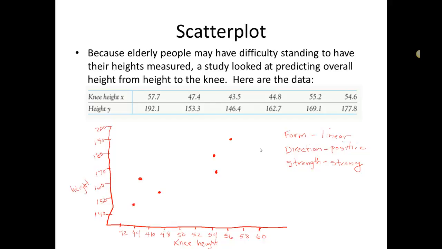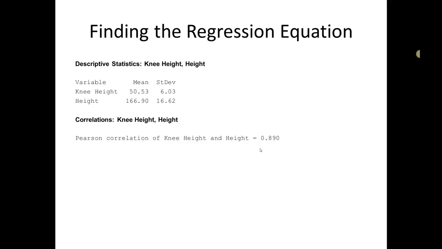The name of the numerical summary that describes the strength of the linear relationship between x and y is called correlation. And you never have to calculate correlation by hand in this class, thank heavens. It's really not that fun.